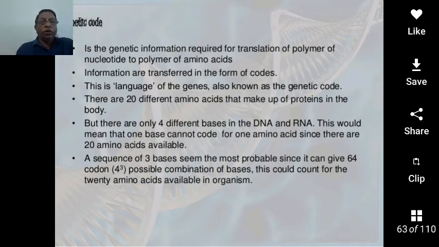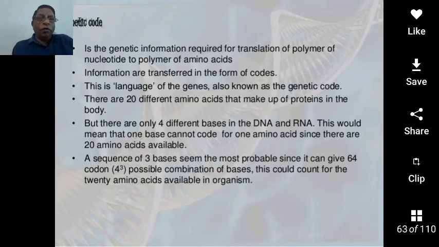Today's chapter is genetic code. We know that DNA contains genetic information which is transmitted from one generation to another. That is, characters are transferred from parents to offspring. Now, today we shall study the genetic code.